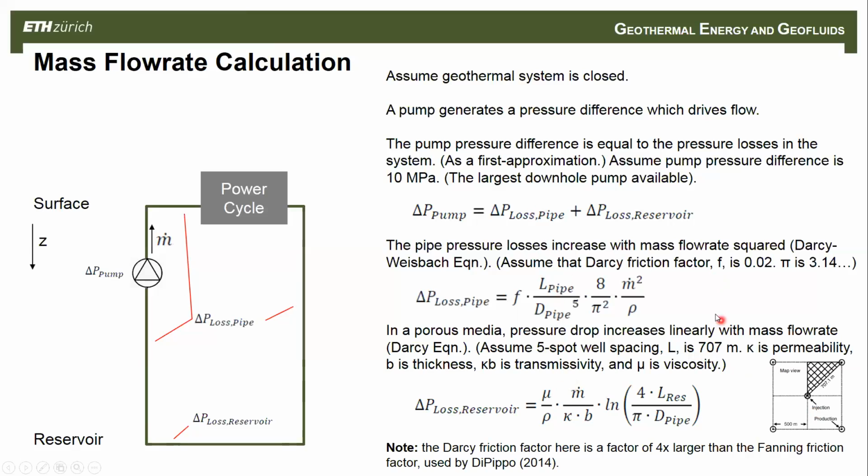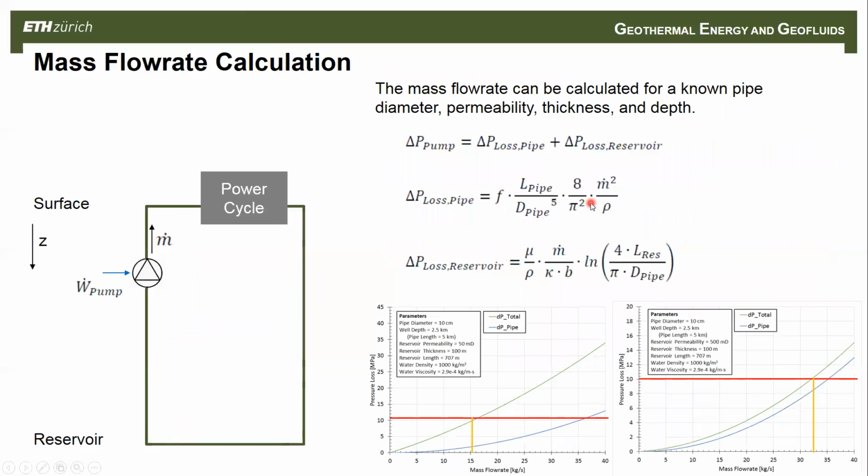All right, so we have 3 equations here. This is 10 megapascal, so you can just solve this. I solved this for these reservoir parameters here, so a pipe diameter of 10 centimeters, a well depth of 2.5 kilometers, so the total pipe length is 5 kilometers. In the reservoir, I used 50 millidarcy permeability, 100 meter thickness, and 700 meter spacing.